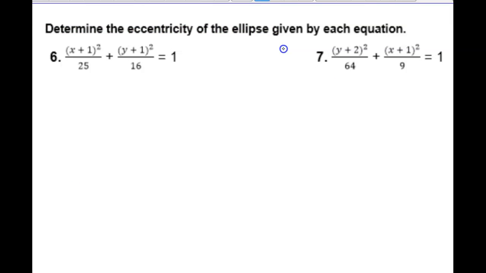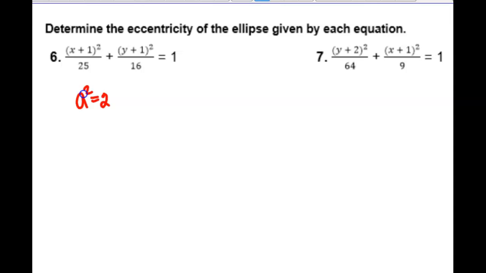So do you have example 3 or no? Okay. Let's just do the 2 you have then. Number 6 and 7, you have those? All right. Number 6, what is a squared?